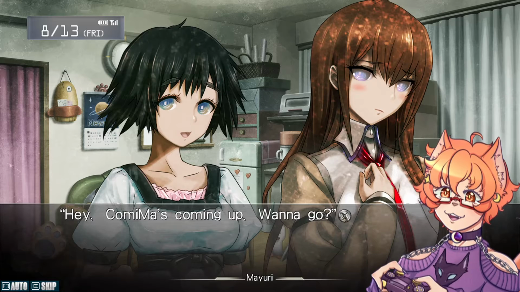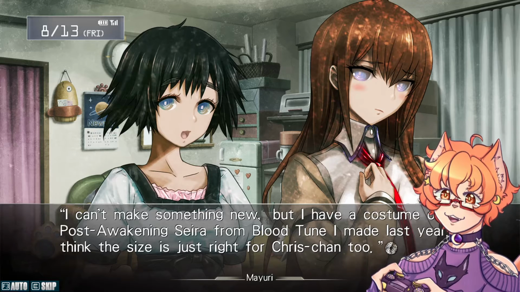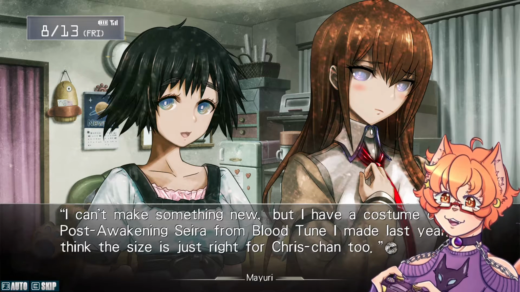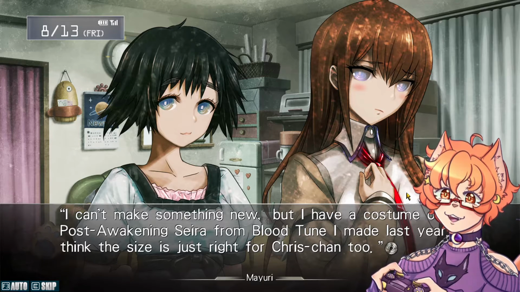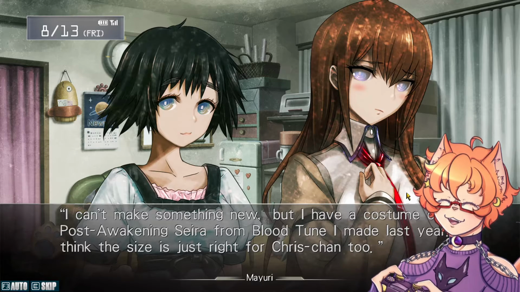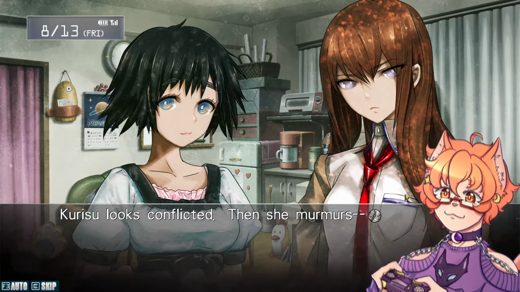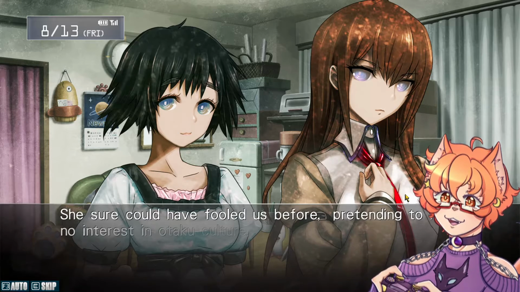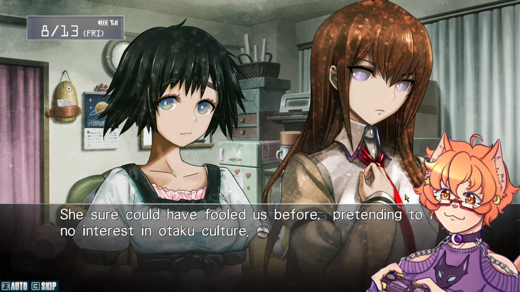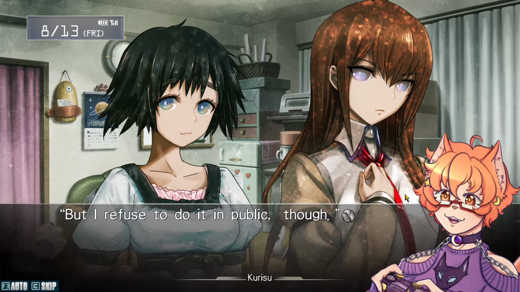Hey, Kamima's coming up. Wanna go? I can't make something new, but I have a costume of post-awakening Syra from Bloodtune I made last year. I think the size is just right for Christina too. Oh, Christina can have... Christina, I'm trying to talk about Kurisu can have an outfit. Me? Cosplay? Kurisu looks conflicted, then she murmurs. I'm sorta interested. She sure could have fooled us before, pretending to have no interest in otaku culture. But I refuse to do it in public, though.